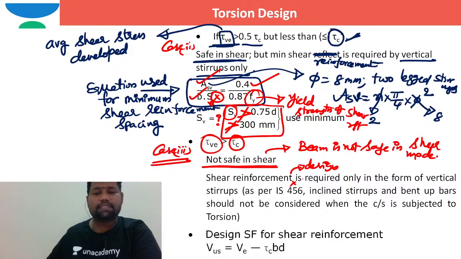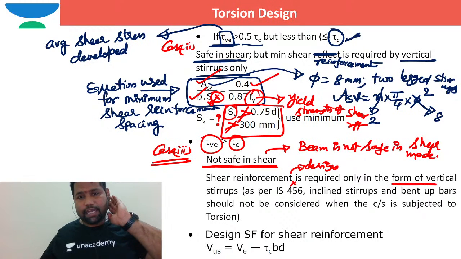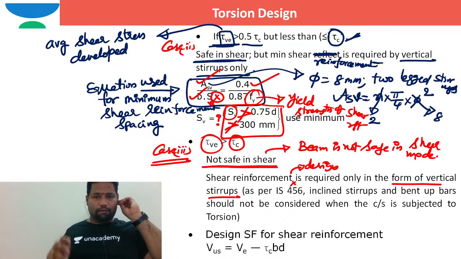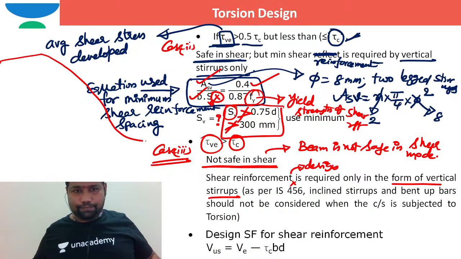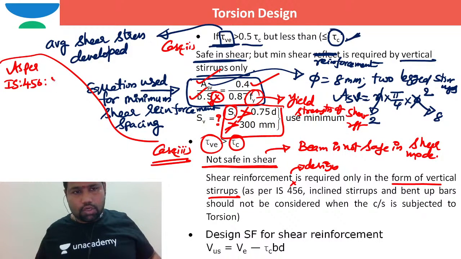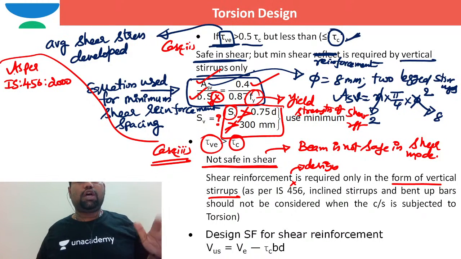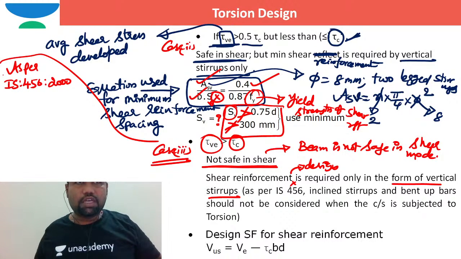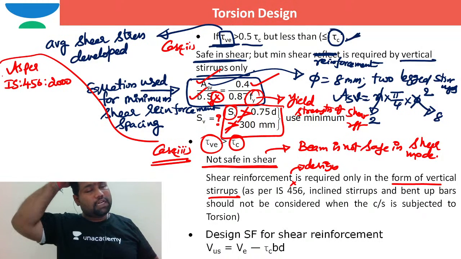The shear reinforcement is required only in the form of vertical stirrups. Here also, why only vertical stirrups? As per IS 456, there is one more clause. If you refer to IS 456 2000, if the cross section is subjected to torsional moment, then in the design for shear reinforcement, whether we are providing minimum shear reinforcement or design shear reinforcement, the shear reinforcement must be in the form of vertical stirrups.